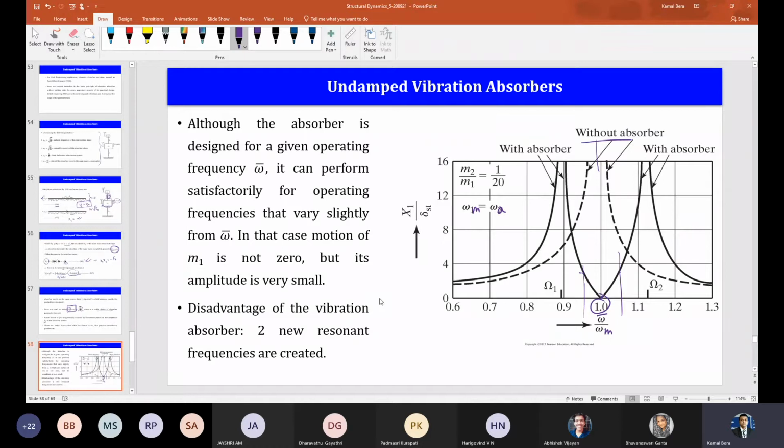But the problem is that it is creating 2 more peaks, at omega 1 and omega 2. That is the disadvantage of the vibration absorber: 2 new resonant frequencies are created. That is a problem for a rotating machine, because a rotating machine will start from low frequency, then it will rotate, so it will pass through this. At that position, that will create a problem.